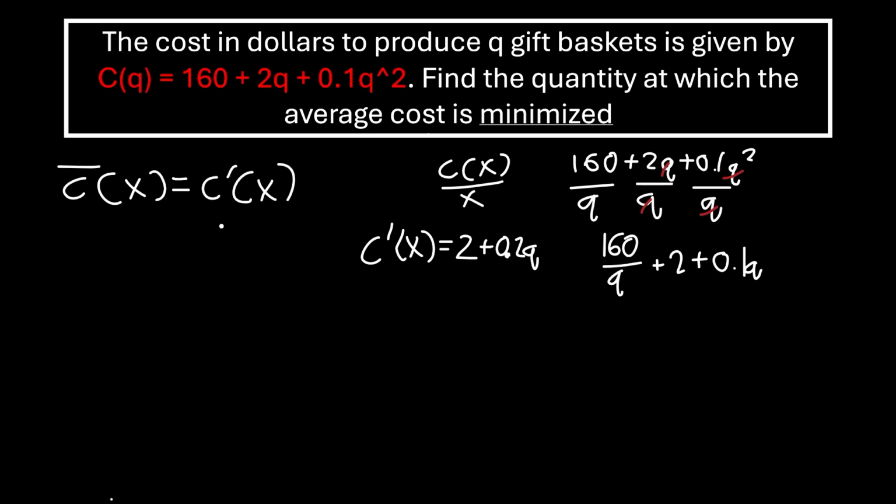Now we can make our marginal cost and our average cost equal to each other, like here. So take our average cost, 160 over Q plus 2 plus 0.1Q equals 2 plus 0.2Q.